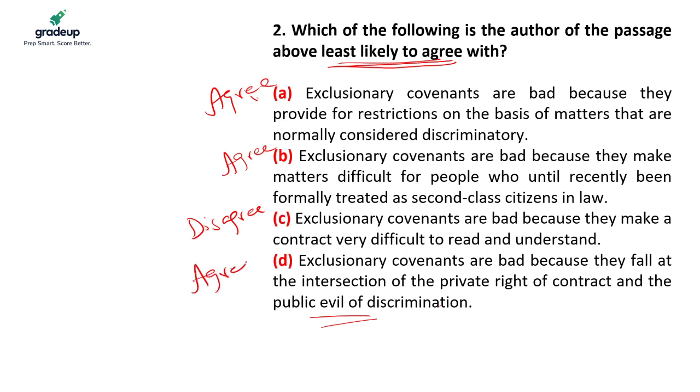The only thing he will not agree with is that the contract has been written in complex language, but that does not necessarily make it discriminatory. So all the other terms are very good, but only the language is too tough. But that does not make it discriminatory. So he'll disagree with C.